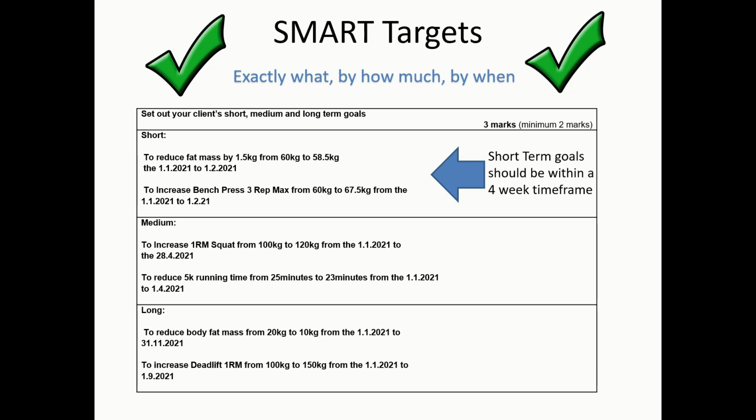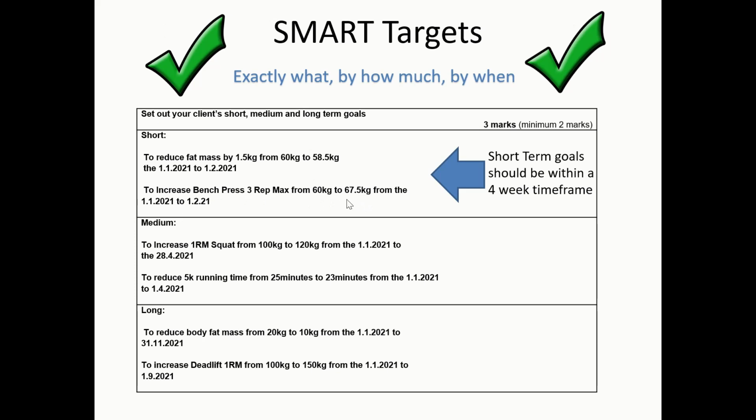The second one there is to increase bench press 3 rep max, so that's 3 repetitions, as much weight as you can, from 60 kilos to 67.5 kilos. So again, we've been very specific by saying that we want to increase our bench press 3 rep max. Okay, so at the moment that's 60 kilos, but we want to take that up by 7.5 kilos within the course, as you can see here from the time frame, a 4-week training period.